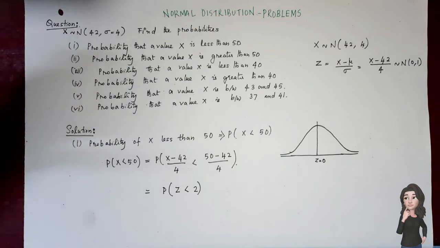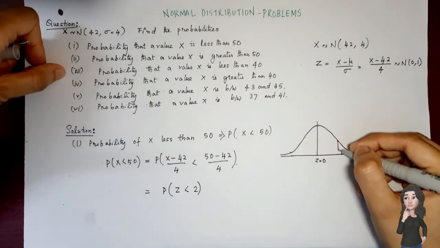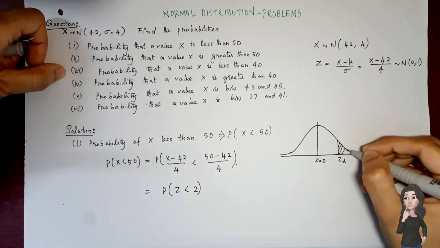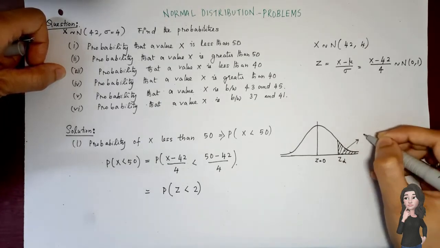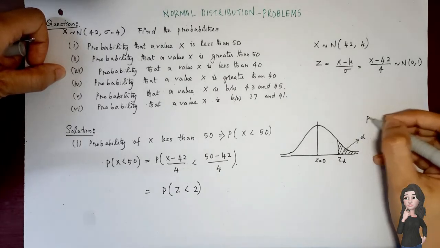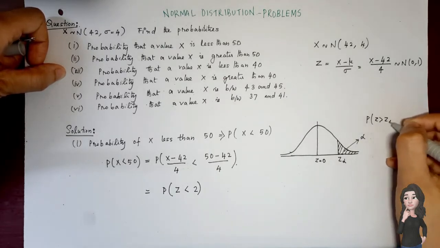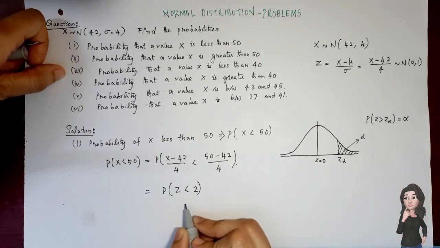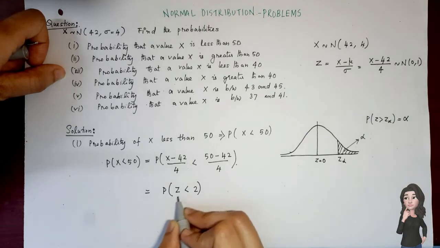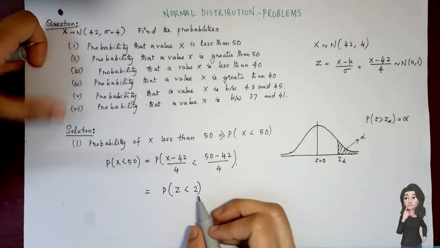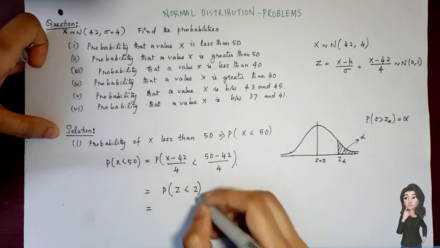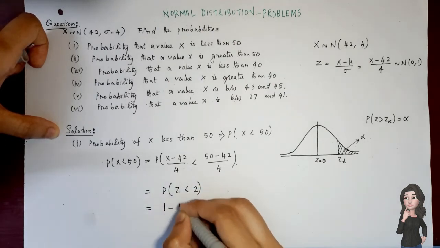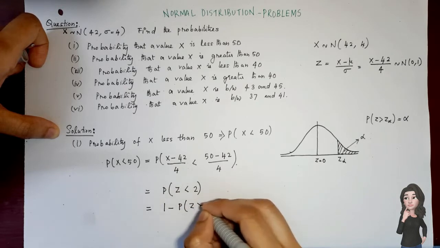But using the standard normal table, we only know how to find this z alpha such that this area is alpha. That is, the probability of z greater than z alpha is equal to alpha. But the probability that we have to find here is the probability of z less than 2. So in order to find this, there are two methods. One is to find 1 minus the probability of z greater than 2.